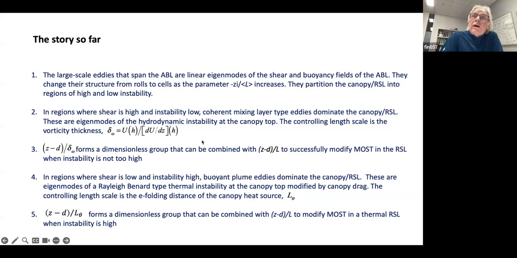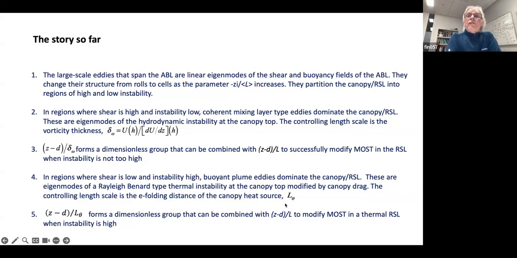So in the regions where the shear is high and instability low, we get these coherent mixing layer eddies, which are related to the inflection point at the top of the canopy, and the controlling length scale of vorticity thickness. And we can form a dimensionless group that can be combined with the Monin-Obukhov Z over the Monin-Obukhov length to modify Monin-Obukhov theory when instability isn't too high. But when shear is low and instability high, these buoyant plume eddies dominate, and these are eigenmodes of a different kind of instability, and the controlling length scale is this.